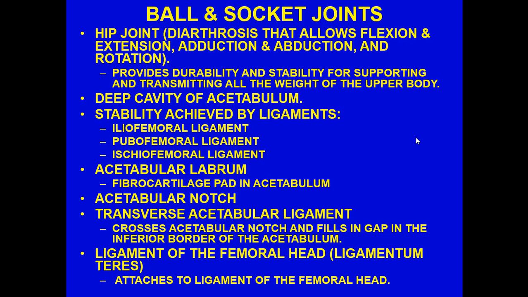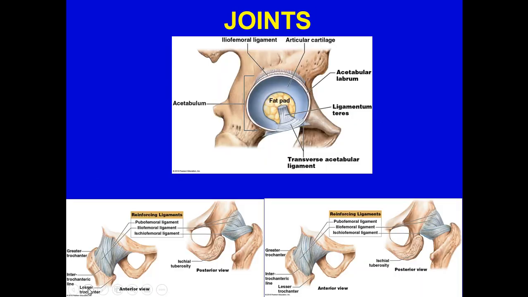You have an acetabular notch. You have the transverse acetabular ligament, which crosses the acetabular notch and fills in a gap in the inferior border of the acetabulum. I'll show you that in a second. And then we have the ligament of the femoral head, which is also known as the ligamentum teres. This attaches to the head of the femur. Here's the ligamentum teres. Here is that transverse acetabular ligament.